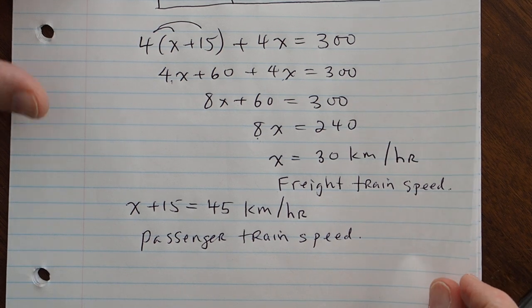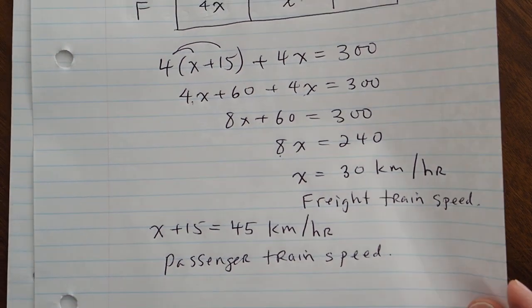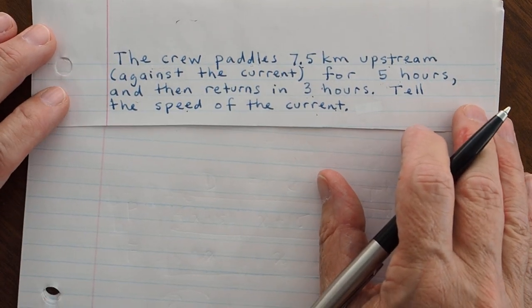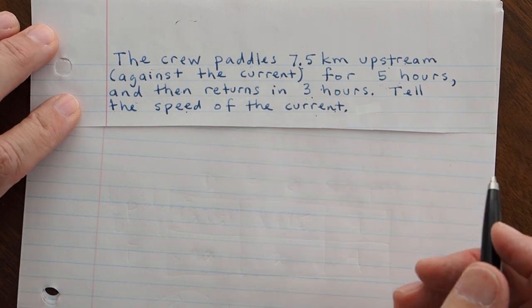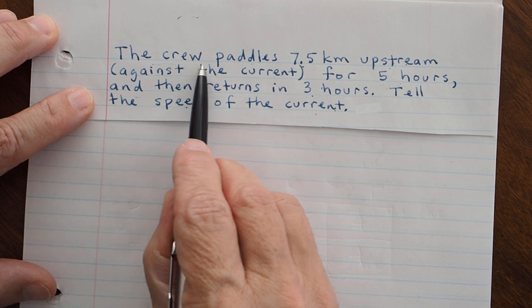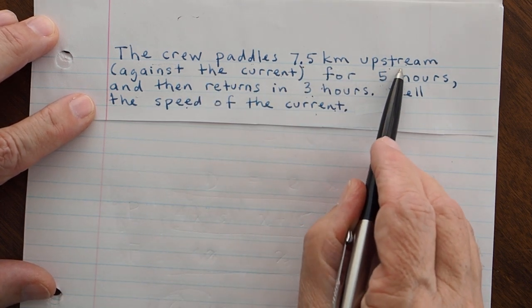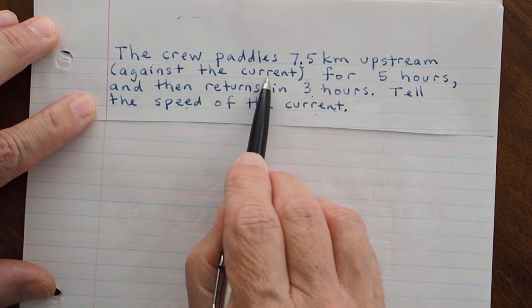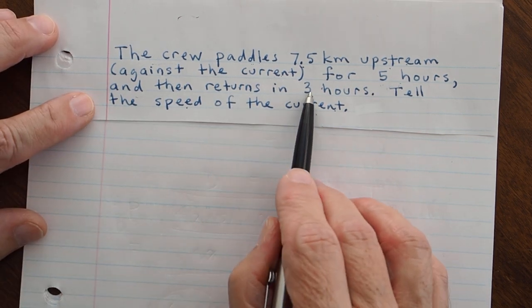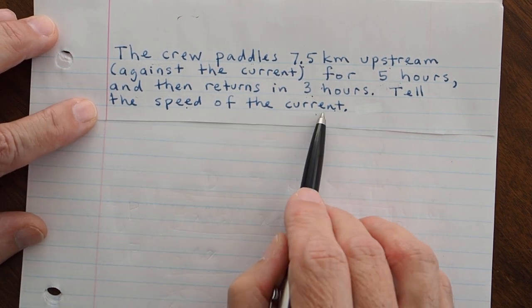Nice. Let's try one more problem. It's slightly different, but still can be solved with the 6-cell method in the chart. Very good. Here we go. The crew paddles 7.5 kilometers upstream, that is against the current, for 5 hours. And then they return with the current, of course, in only 3 hours. Tell the speed of the current.